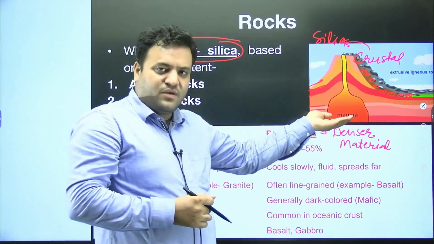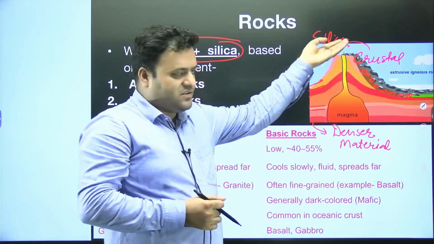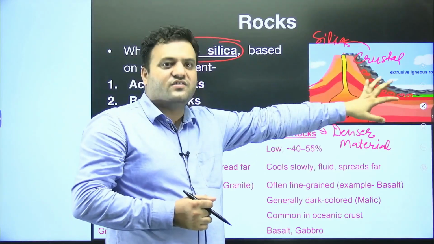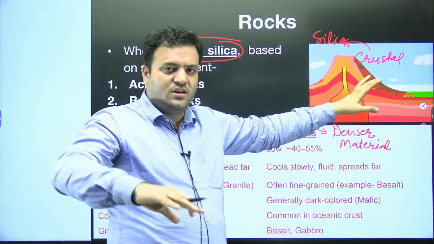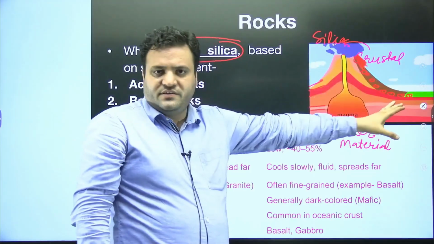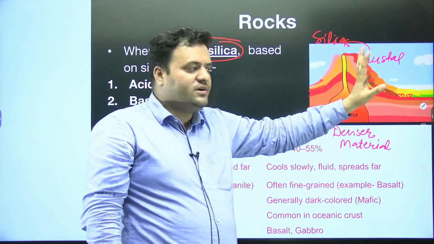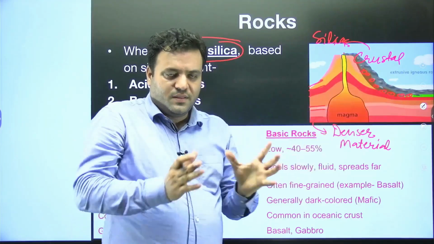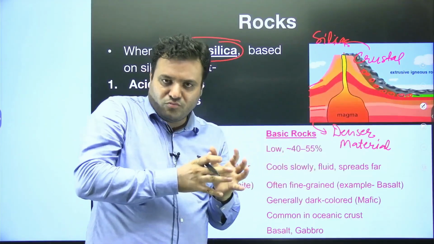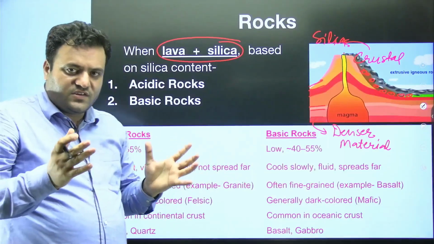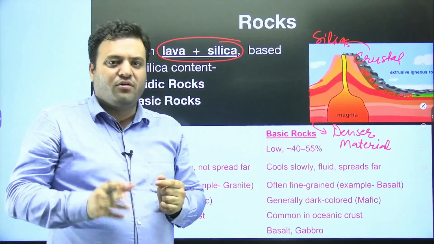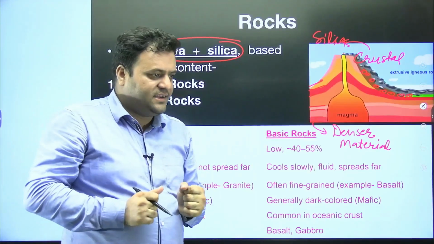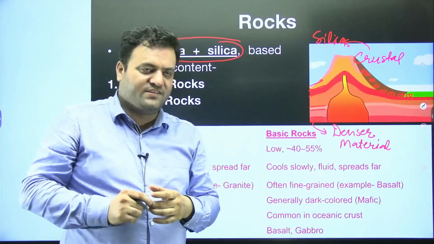Again, when this magma is rising, or when this lava appears on the surface about to cool, while cooling, it will settle on the silica surface, say a silica slope, and when it settles, silica is going to mix with the lava. Based on silica content, we could have 2 sets of rock: acidic rocks and basic rocks.